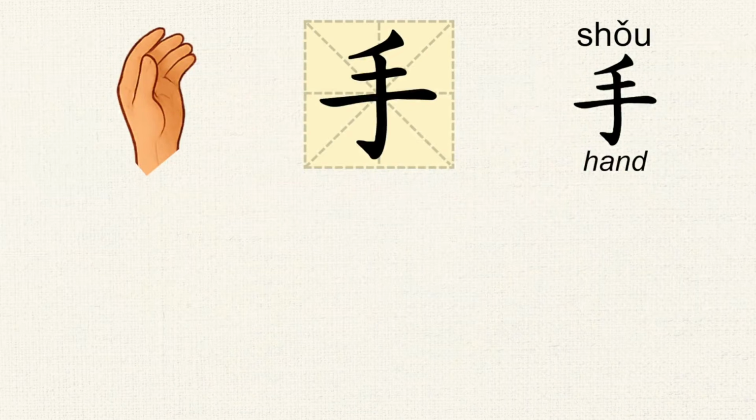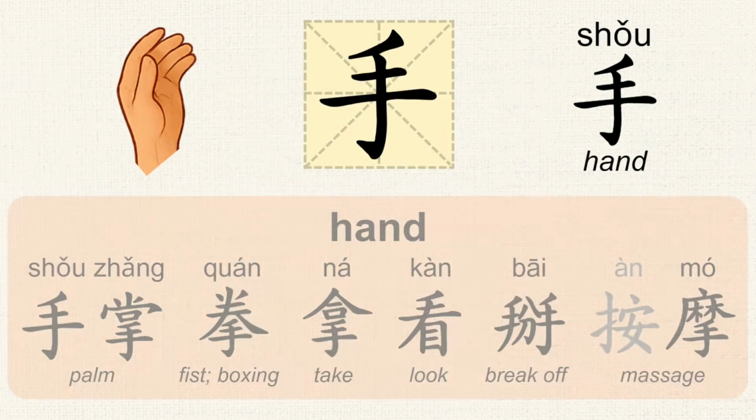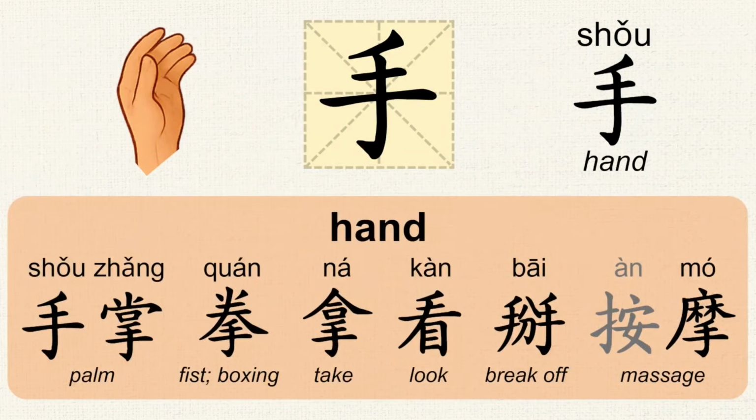Shou is the character that means hand. It shows up as a radical in shouzhang, which is the palm of the hand. Chuang means fist, but also refers to boxing. Then there's stuff we do with our hands, like na, which means take or to pick up.